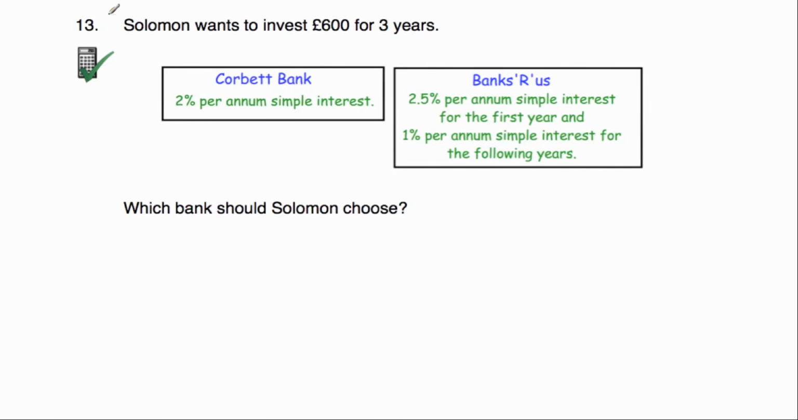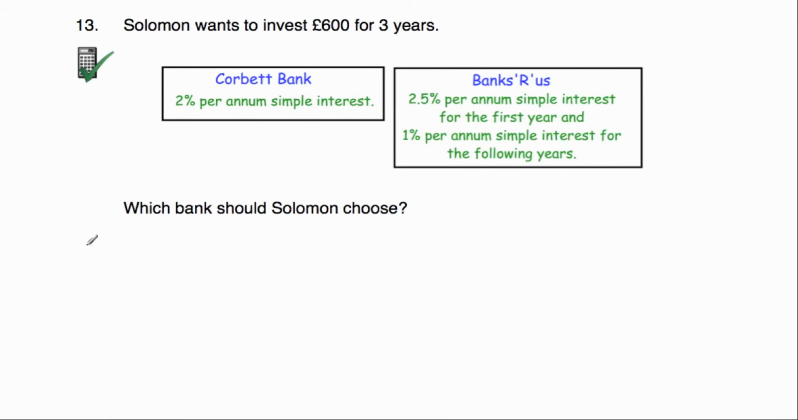Okay, so let's have a look at question 13. Question 13 says Solomon wants to invest £600 for 3 years. And he's got 2 different banks he can choose from. He can choose from Corbett Bank or Banks R Us. Now, Corbett Bank pays 2% per annum simple interest, whereas Banks R Us, they pay 2.5% for the first year and then 1% per annum simple interest for all the following years. Which bank should Solomon choose?